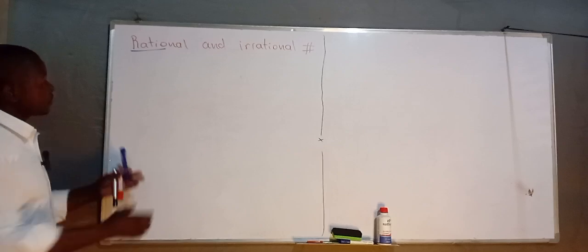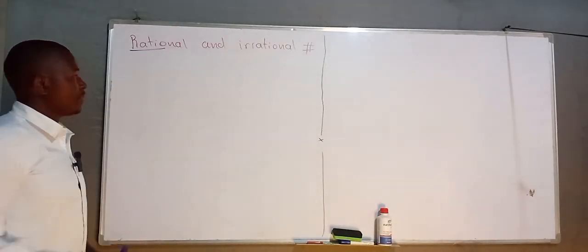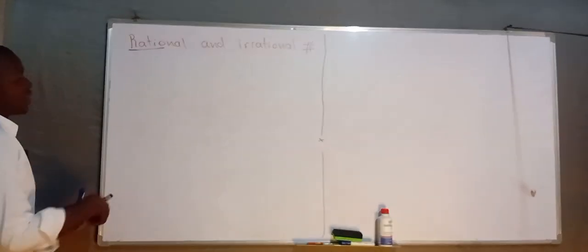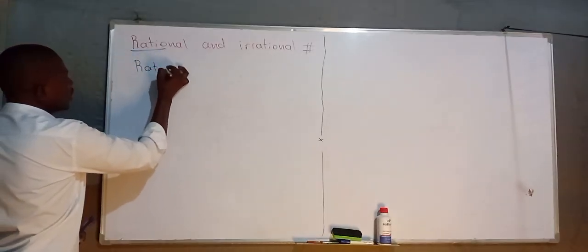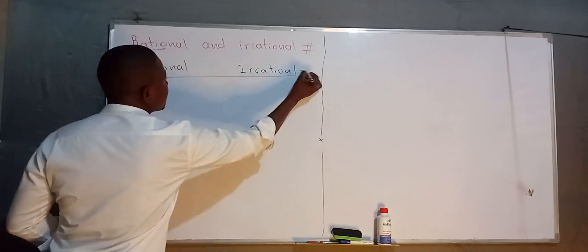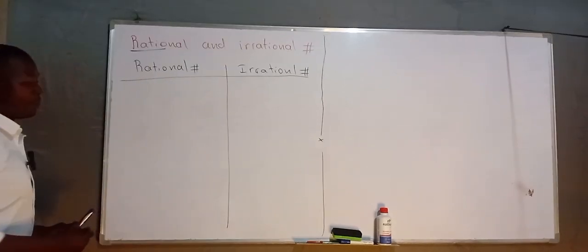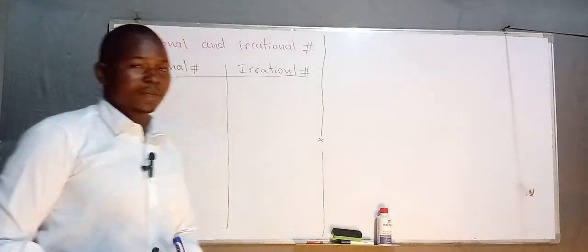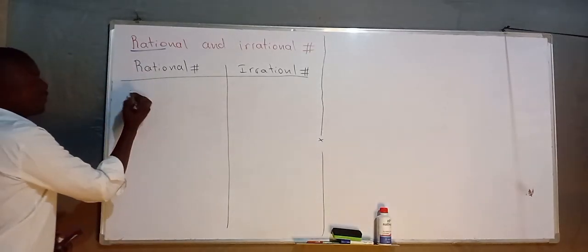In other words, a rational number is a number that we can write as a decimal or as a fraction. But again, there are things we still have to pay attention to when it comes to these numbers. Let's split them into two parts: rational numbers on one side and irrational numbers on the other. Rational numbers, as we said, are numbers that can be written as a fraction or as decimals.